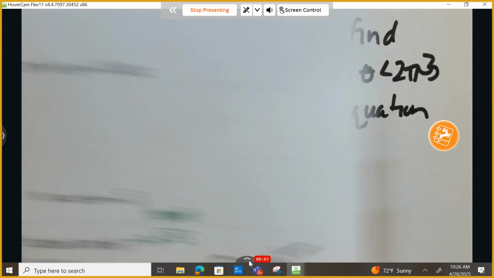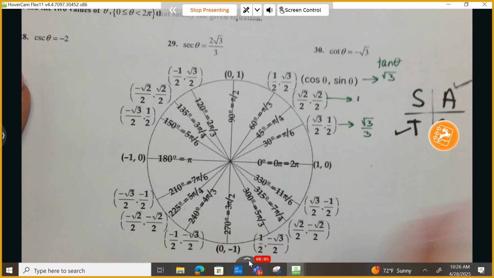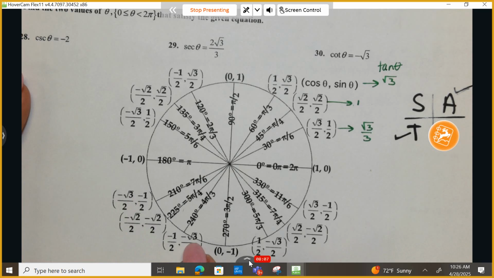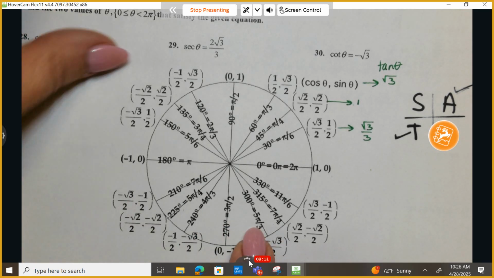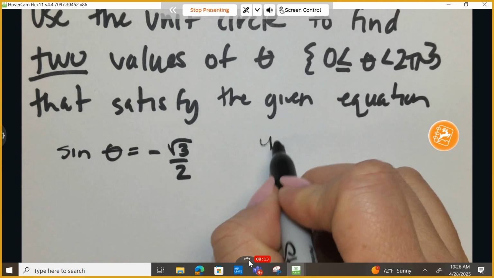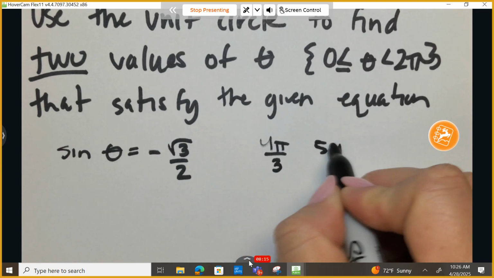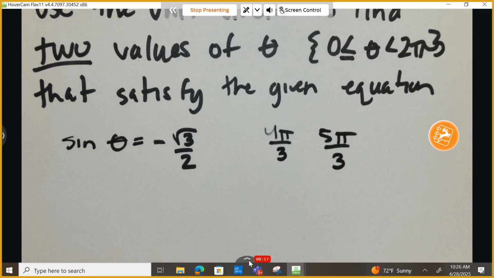So grab this. Let's find it. Where's the sine negative radical 3 over 2? Oh, there's one spot, 4 pi over 3. Oh, here's another spot, 5 pi over 3. This problem is done. 4 pi over 3 and 5 pi over 3. Let's do the next one.